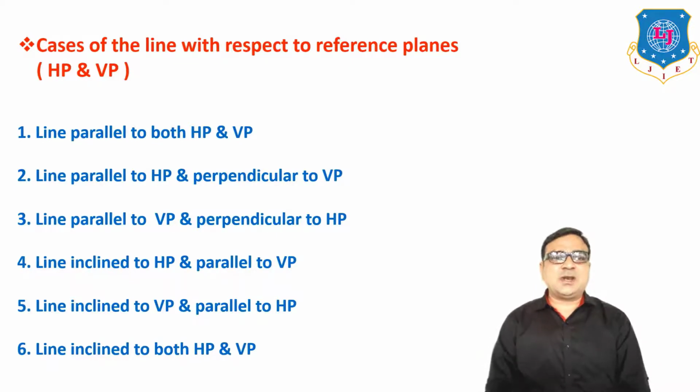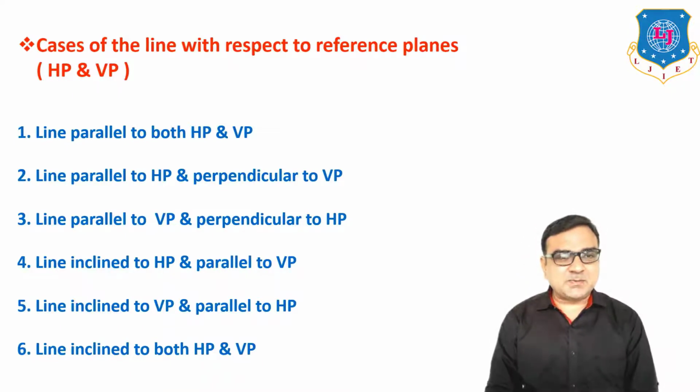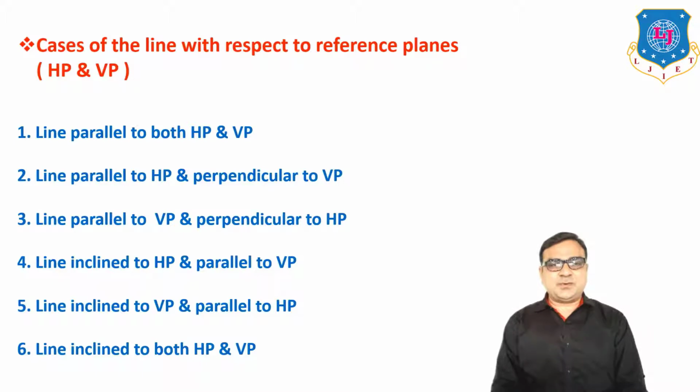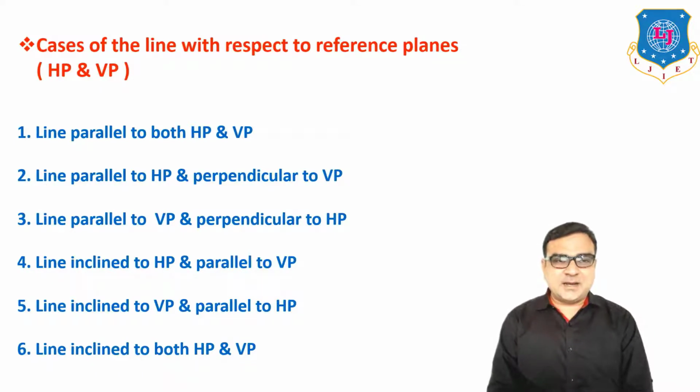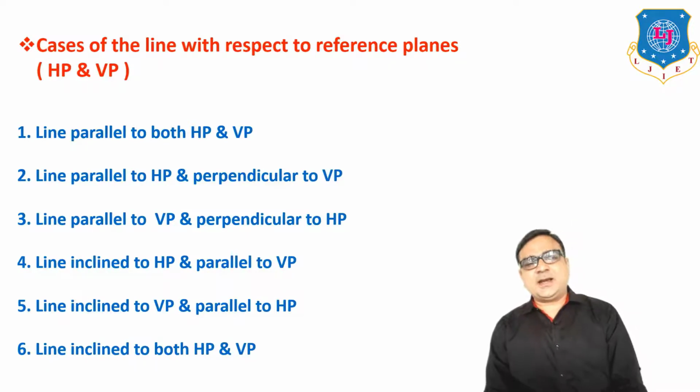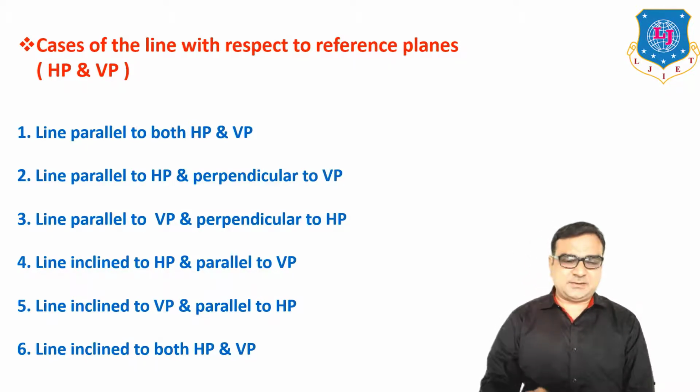The position of the line is parallel to both HP and VP. Second case, when the line is parallel to HP and perpendicular to VP. Third case, line parallel to VP and perpendicular to HP. The line inclined to HP and parallel to VP. Then line inclined to VP and parallel to HP. And line inclined to both the reference planes.